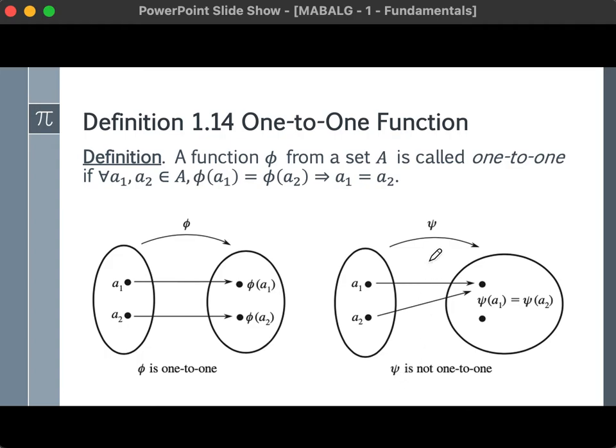This is psi. Say we have a psi, and psi gives us a sub 1, which is psi of a sub 1, and a sub 2 gives us an image of psi of a sub 2, which is they are equal. So this example is going to be not 1 to 1. Okay.